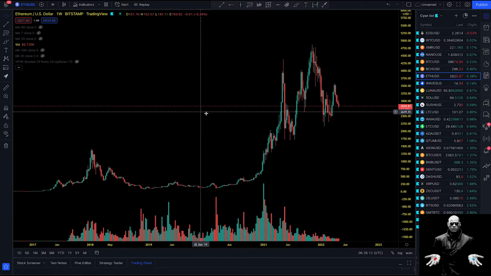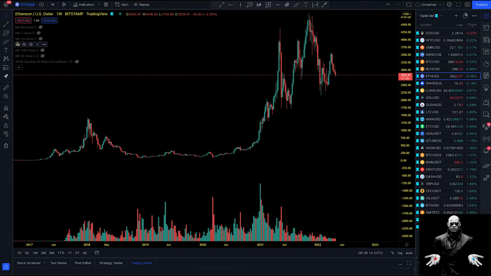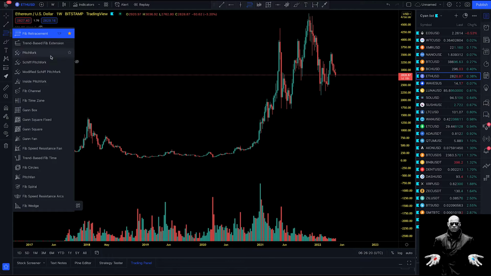So this is the Ethereum price chart on the weekly. Now I'm going to use the Fibonacci retracement tool, and if you want to find a Fibonacci retracement tool, you come to where your tools are. You can see we have other tools here. We have Fib channel, inside fork, Schiff fork, pitchfork.